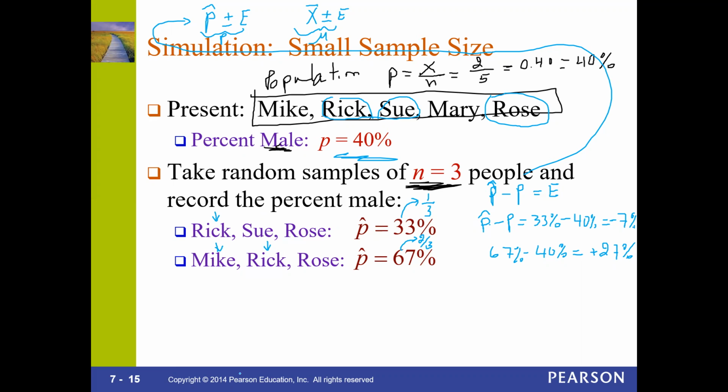So we also can go further. Like if you get Sue, Mary, and Rose, then the proportion of guys will be 0%. That means you can be off the chart. That's possible as well. So it can happen that whenever you select your sample, it can be off the chart. But you must assure that your sample is random and it is your best estimate.